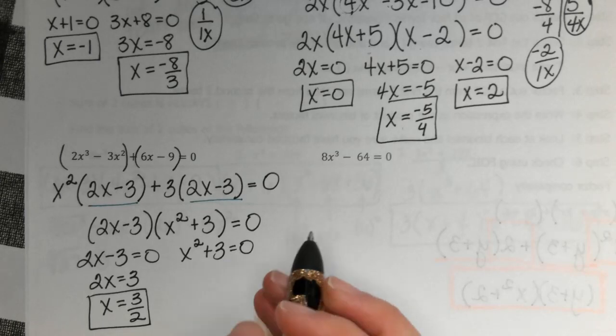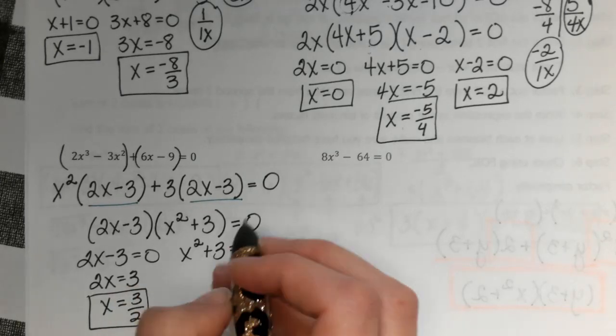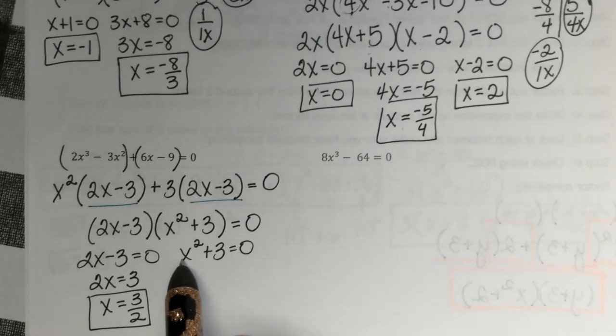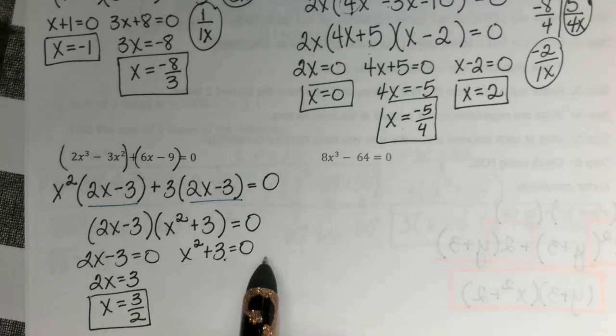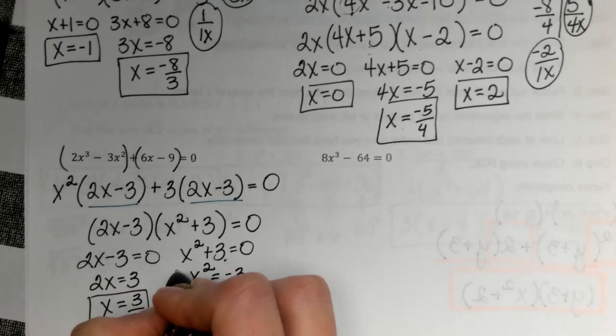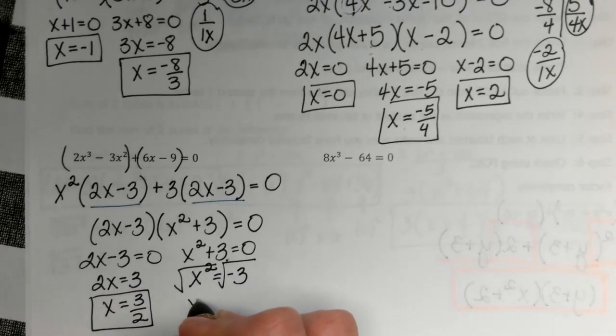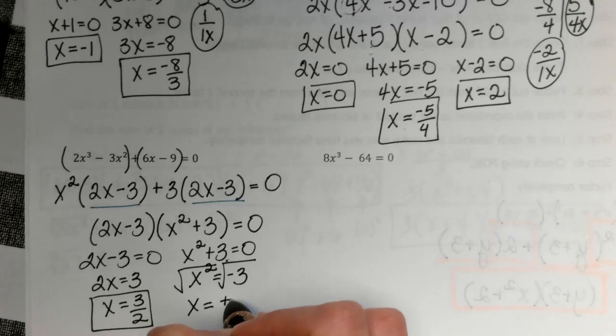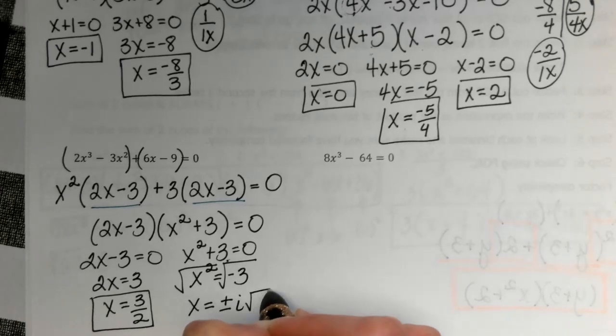Alright, x squared plus 3, I have to subtract 3. So here's the deal. X squared plus 3, I can't factor. If you can't factor, you can either use the quadratic formula or you can use square roots. Here, I would do square roots because I have a squared term and a constant. I can move this 3 over. X squared equals negative 3. Take the square root. X equals plus or minus i square root of 3.